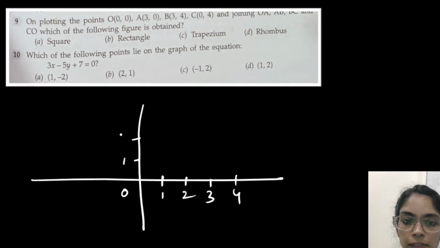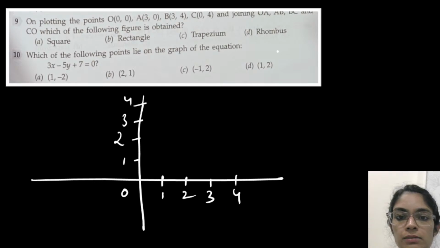Next one, question number 9 we can do now. On plotting the points, some points are there. If we join all, for this question actually two ways are there. Either we can find the distances or directly we can have a rough sketch. So here I am just drawing a rough sketch so that I can have the understanding. Four points are given to us and it's mentioned that after joining all four points, which geometric figure will be obtained: square, rectangle, trapezium or rhombus.